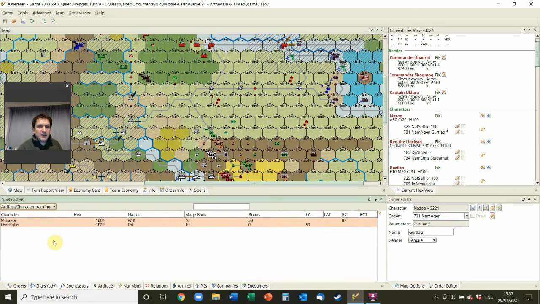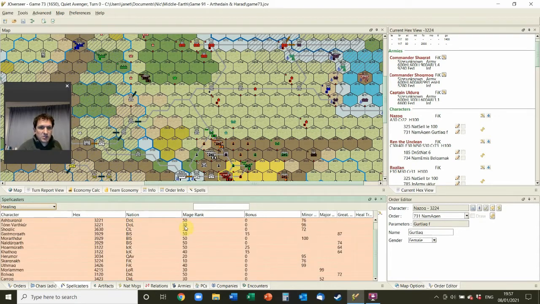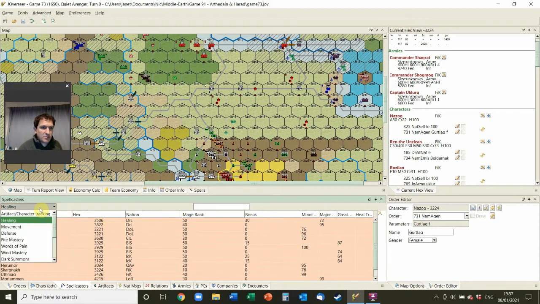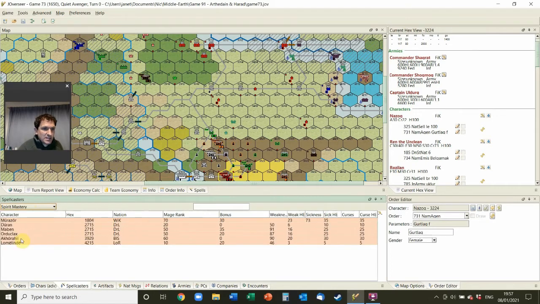Spellcasters tab. This is really useful for seeing what sort of spellcasting capacity you have. Let's say you need to know if someone has any of the spells, for example any healing spells. Oh, lots of people have got healing spells. Right, that's probably not the best example. So let's have a look. Has anyone got any, well, Spirit Mastery. Oh, we have got some Spirit Mastery spells. That's a surprise. That's good.